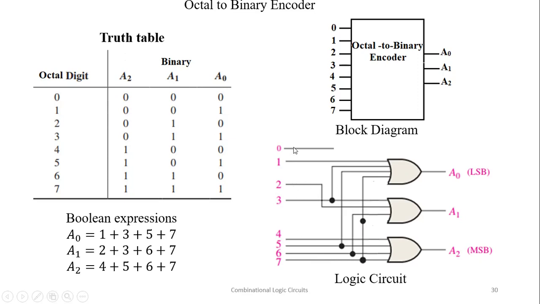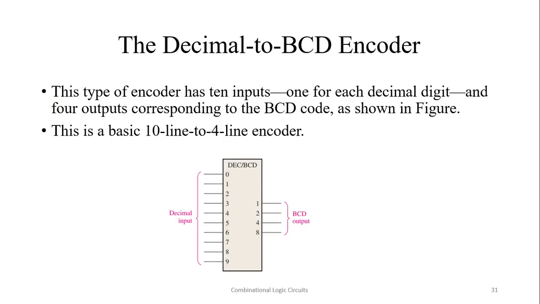0 is not applied to any gates. Suppose we want the code of octal digit 1: we make this input 1 and the remaining inputs 0. So this is an octal to binary encoder.